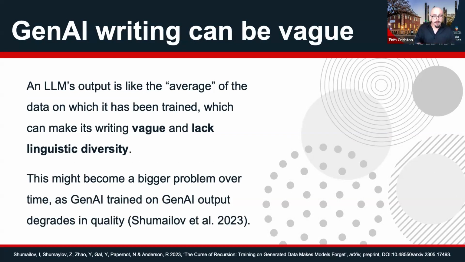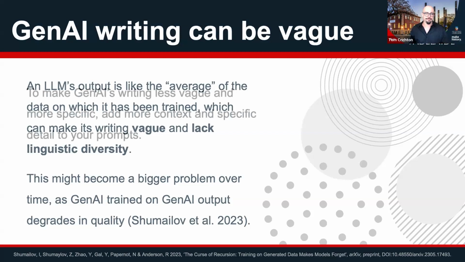And this might become a bigger problem over time. There is some research that shows that Gen AI models trained on Gen AI output degrade in quality over time as the work that it creates becomes more and more vague without human input into it. So again, that's something just to be aware of, that what Gen AI creates can be useful, but can also be somewhat vague and wishy-washy, that requires some human intervention to actually be more useful.